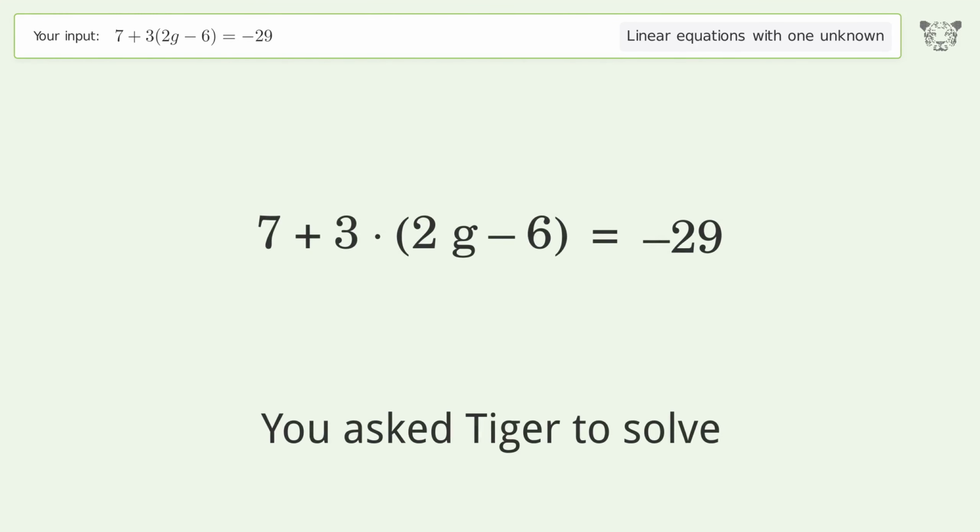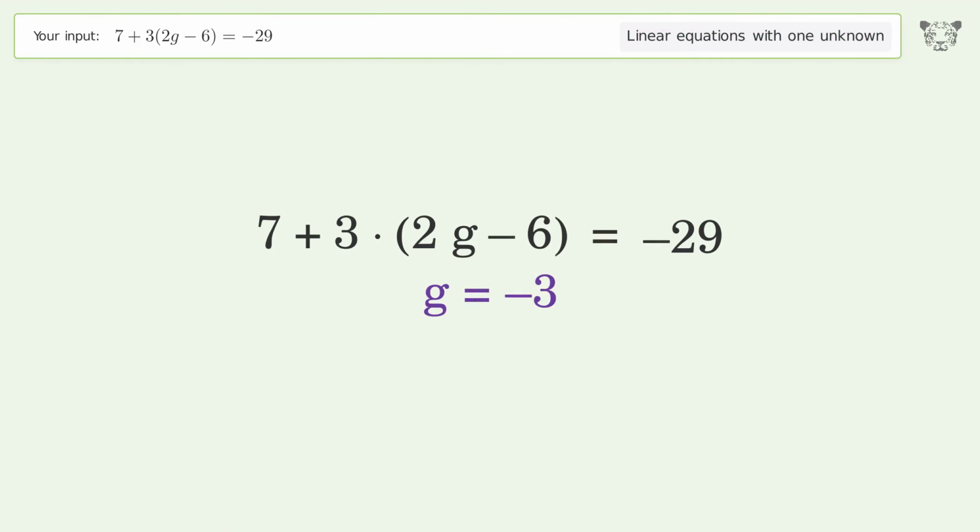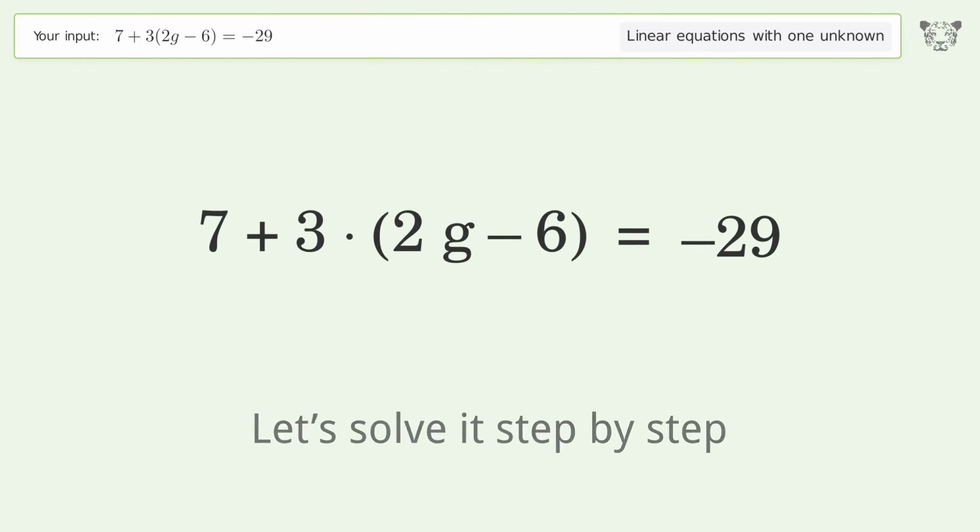You ask Tiger to solve. This deals with linear equations with one unknown. The final result is g equals -3. Let's solve it step by step.